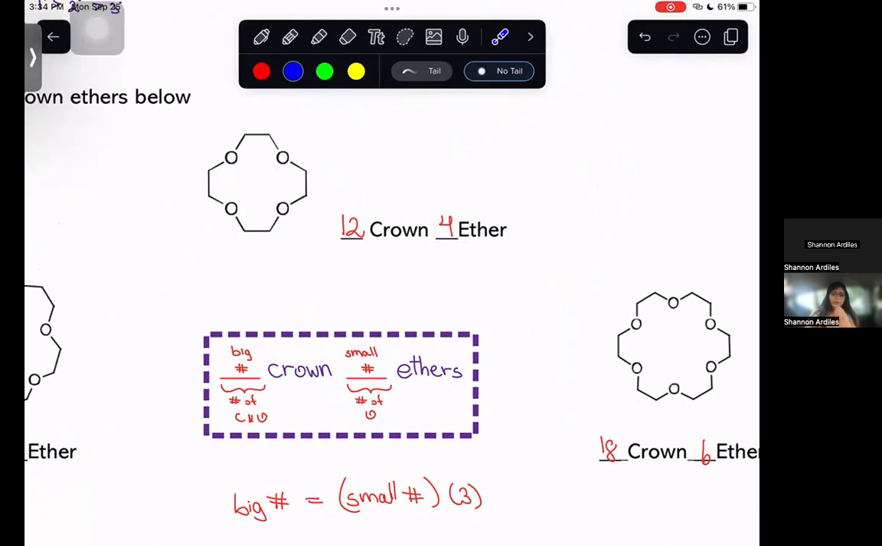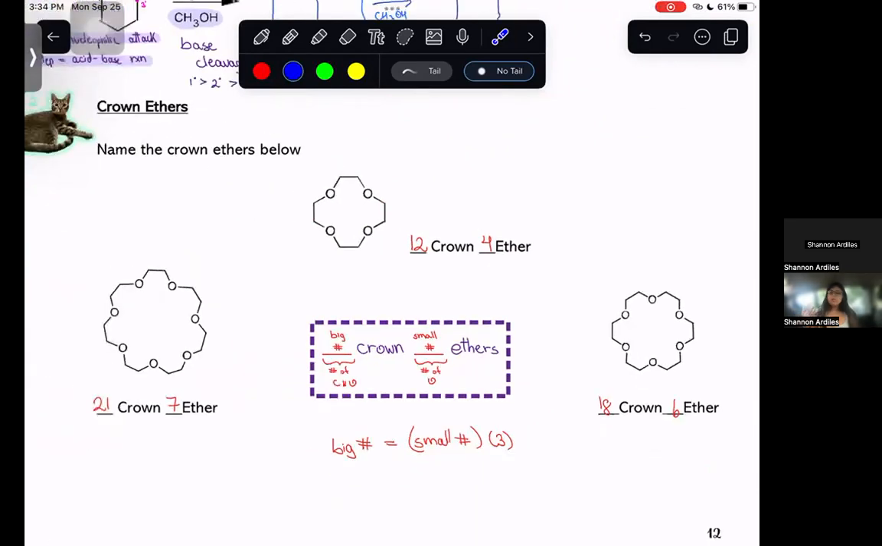And then we have 1, 2, 3, 4, 5, 6, 7, 8, 9, 10, 11, 12, counting carbons and oxygens only. So that's why we have that big number in there. Now, you're probably just going to get one question on this. I know that most students like this because it's a really easy question to get.